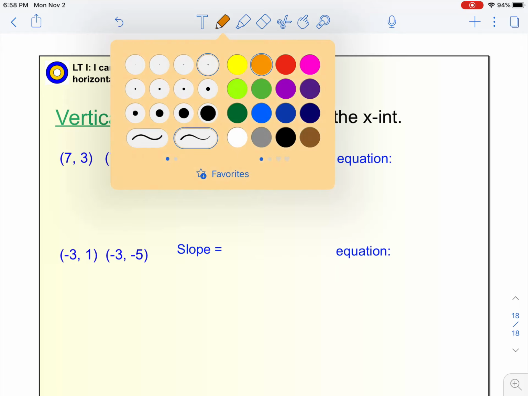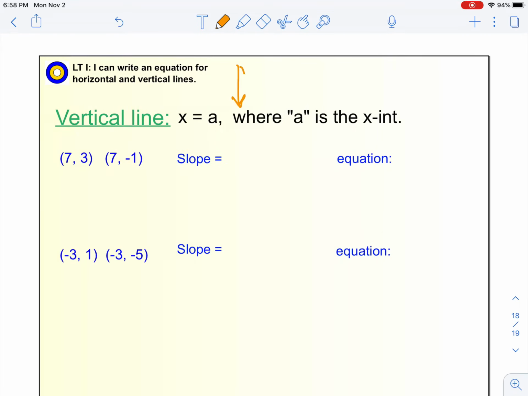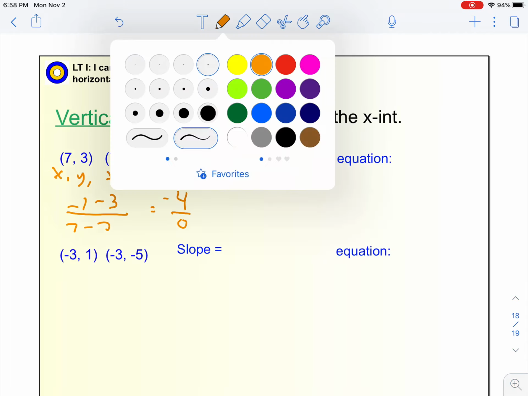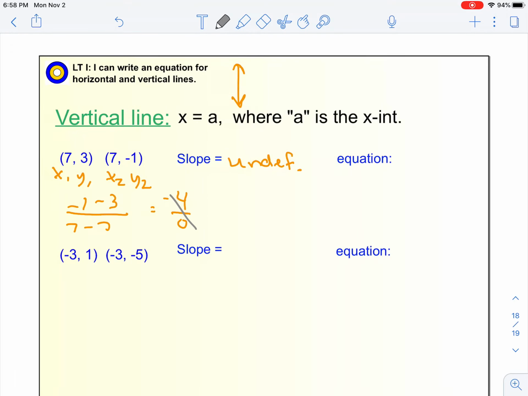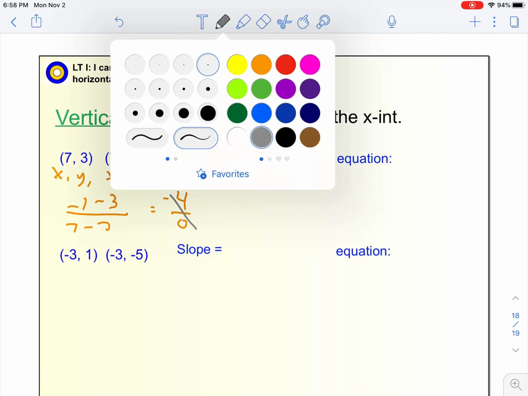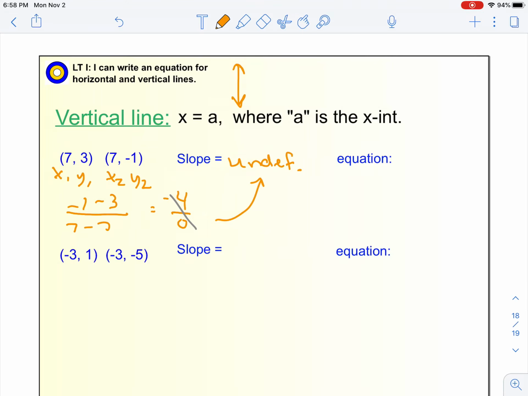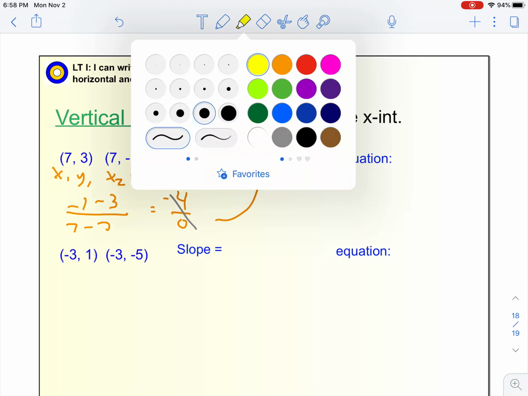Okay, now can you do it for vertical lines? Again, what does a vertical line look like? A vertical line looks like this. What is the slope of a vertical line? It's undefined. Well, how would you know that if I didn't tell you? Well, when you calculate the slope, I'll show you. We take -1 and we subtract 3. Then we take 7 and we subtract 7. Now we get -4 over 0. You can't divide by 0. Okay, it's not allowed, and that's why your slope is undefined.